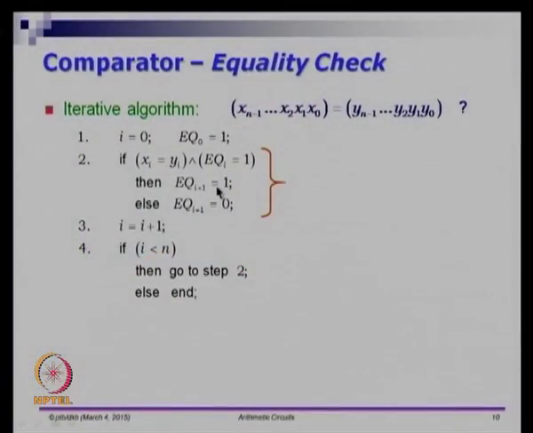So at this location, you still know that they are the same. So eqi plus 1 is 1. However, from the right side, if they are not the same, even if the current bit is the same, then they are not the same.